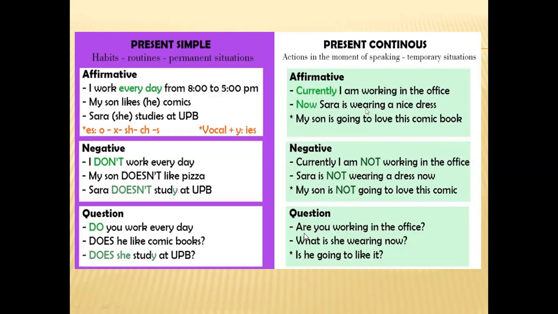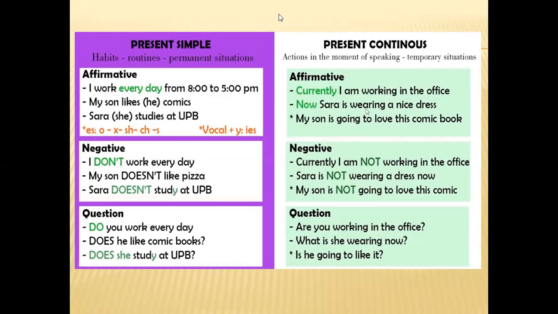For example, here, are you working in the office? Are you working in the office? Or is he going to like it? Or we can have other types of questions with WH words. What is she wearing now? Okay, she is wearing a dress, for example. Very good. So this is a review, a revision about present continuous and present simple.